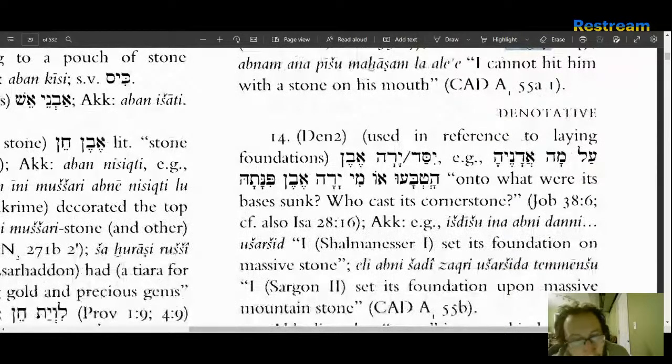Okay, laying foundations. So you have either Isad or Yasad or Isad, and then you also have Yara. So Yara is a similar word to Torah, if I understand correctly. Or who cast the stone of, they translate it as cornerstone, but the phrase is stone of Panata or Panta.